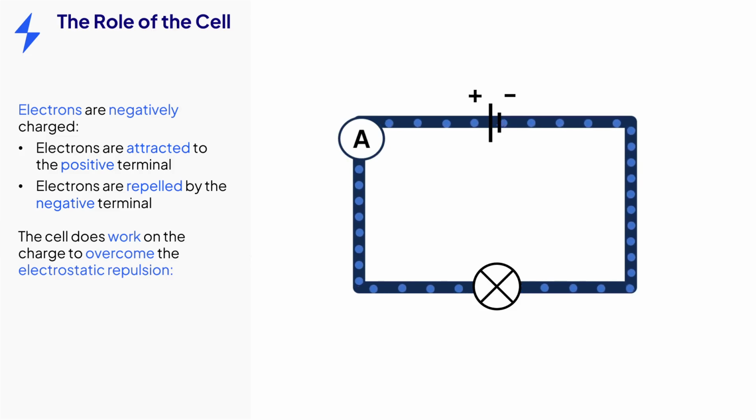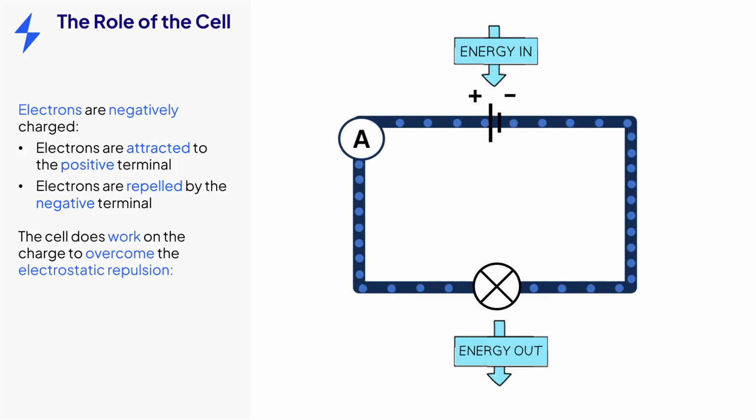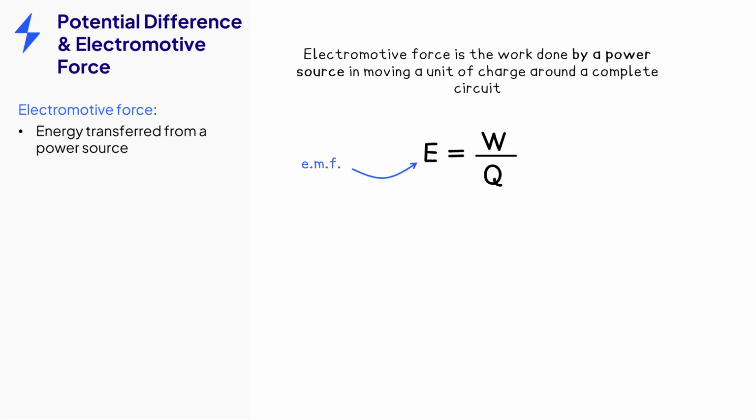So energy is transferred into the circuit from the cell, and energy is transferred away from the circuit by the components, such as a lamp. Therefore, it can be said that energy is transferred from the cell to the components. Electromotive force is the work done by a power source in moving a unit of charge around a complete circuit. That's the work done, or energy transferred, per unit charge.